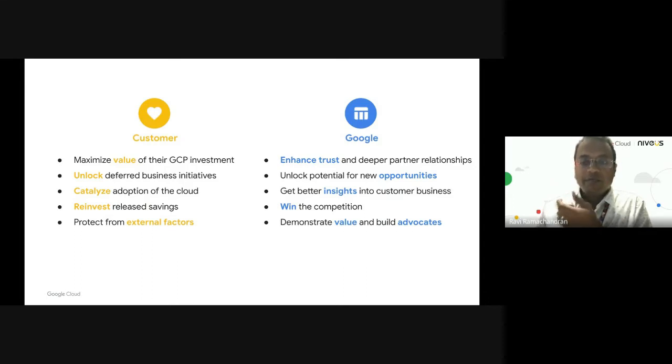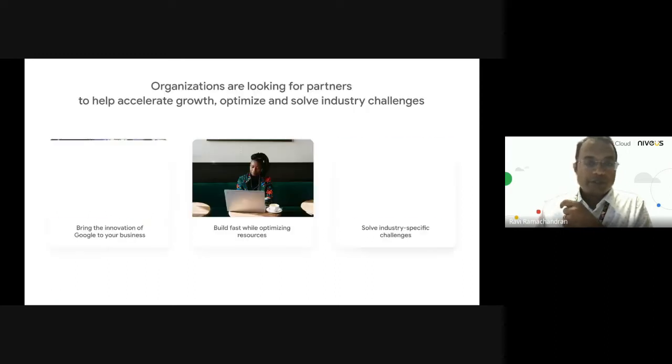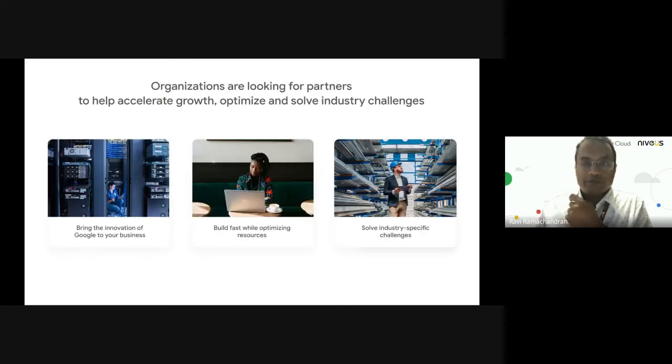We have seen customers being more confident in committing with GCP if the fear of overspending is removed. That becomes more relevant in today's situation, and that's the time this conversation is of paramount importance with all your customers.